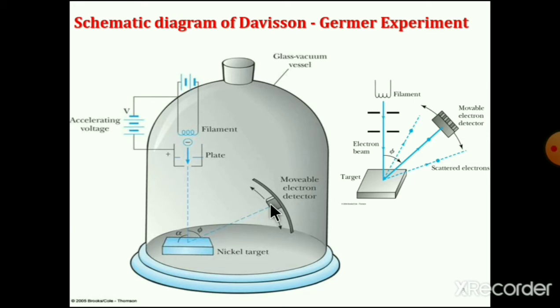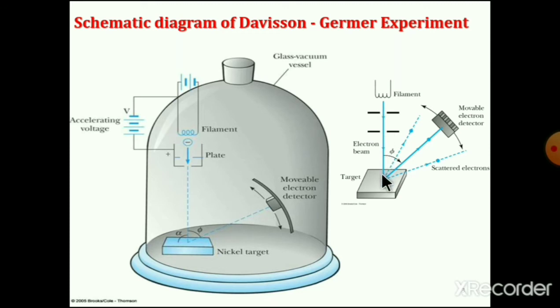Phi is measured with respect to the direction of the incident beam. The diagram is the same, simplified here. The filament gets heated red hot and emits electrons. The electrons gain energy using the electrostatic particle accelerator, and this fast accelerated electron beam, once it passes through a number of slits, becomes fine and narrow.